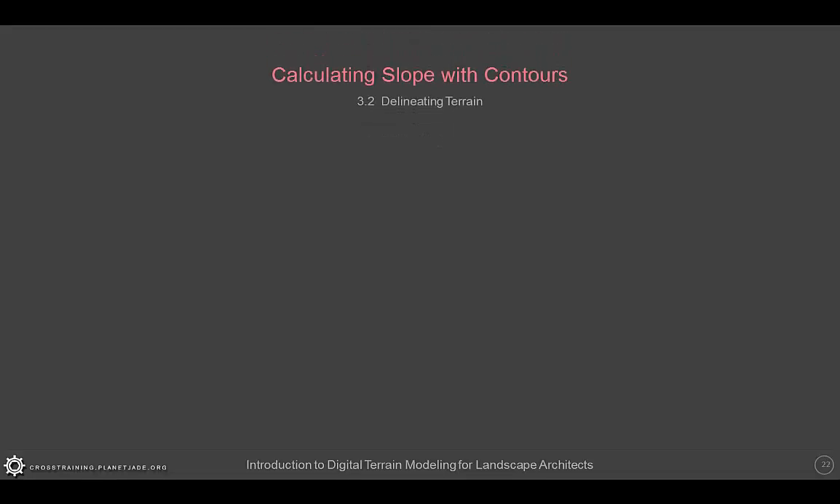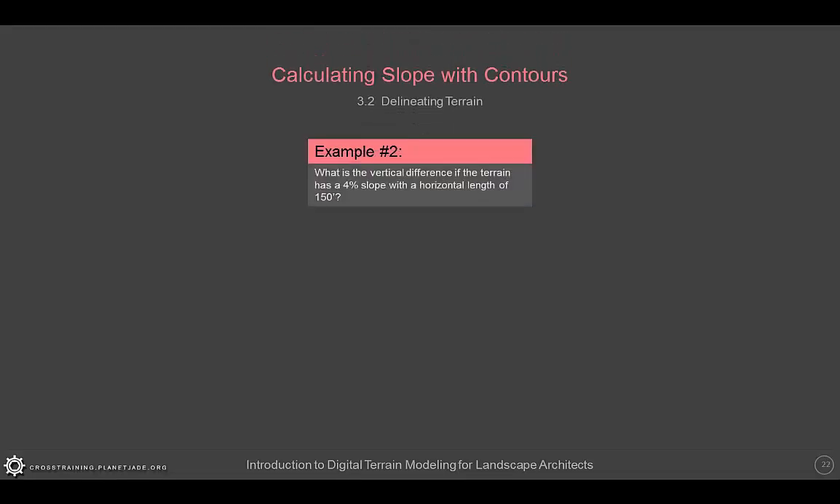Alright, so this is going to be example number 2. Using the same snippet of terrain, we have a 4% slope and we know the horizontal length is 150 feet. What if we didn't know what the elevation change was? How would we go about solving this? We kind of already know what the answer is, but what we're doing here is just showing you how to do the workflow or denote the math.